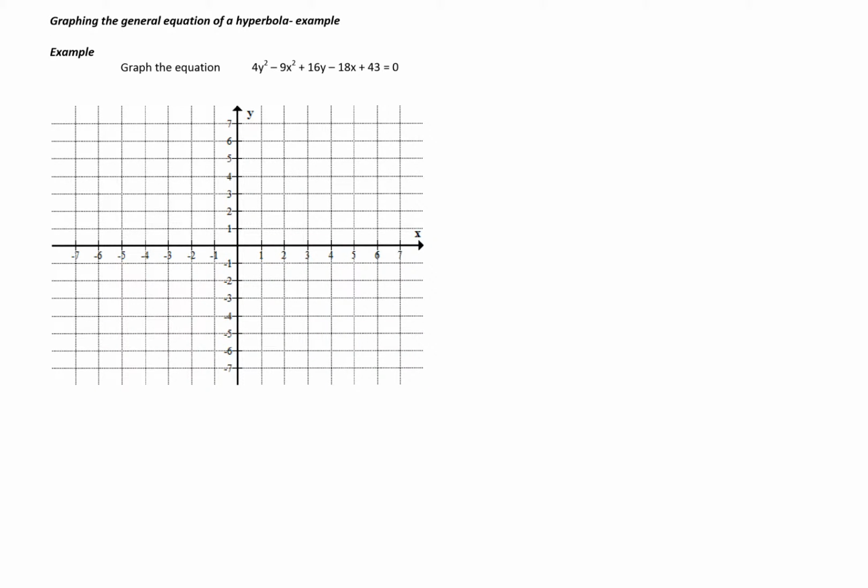In this example, we want to graph the equation 4y squared minus 9x squared plus 16y minus 18x plus 43 is equal to 0. This is the equation of a hyperbola, and before we start graphing, we have to write it in the standard form. The standard form offers a lot of information about the hyperbola itself, like the coordinates of the center or the values of a squared and b squared that we use in the graphing process.